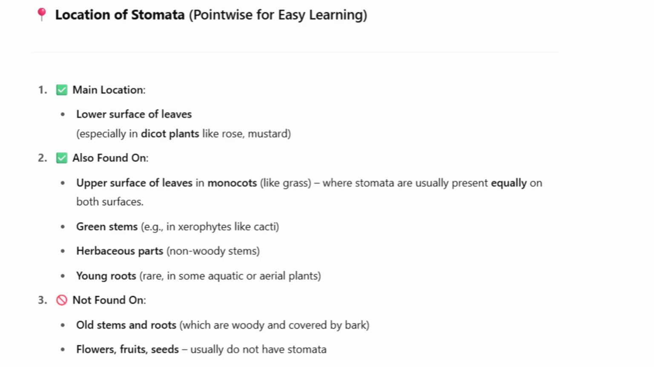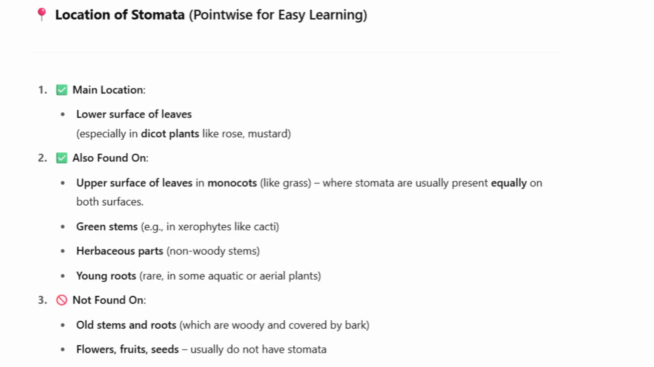Green stems, in xerophytes like cacti. Herbaceous parts, non-woody stems. Young roots, rare in some aquatic or aerial plants. Not found on old stems and roots, which are woody and covered by bark. Flowers, fruits and seeds usually do not have stomata.